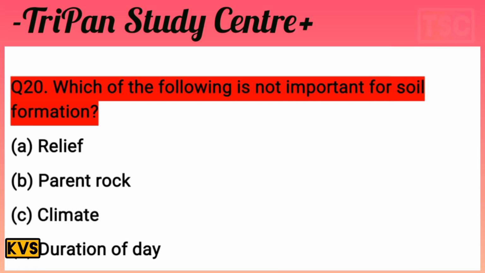You must have a thought of your answer. Let's see what our answer is to this question. The question is very clear. Flowing is not important for soil formation. Relief is important for soil formation, and parent rock is important for soil formation. And climate is the most important.